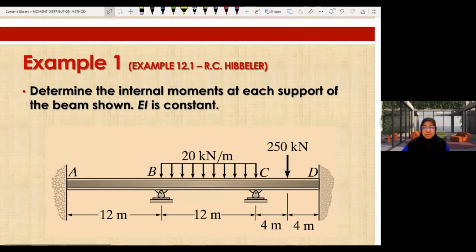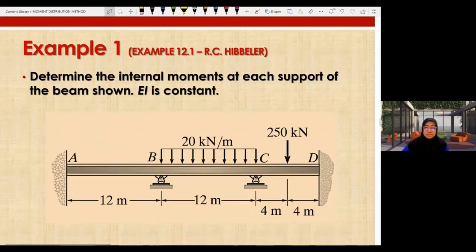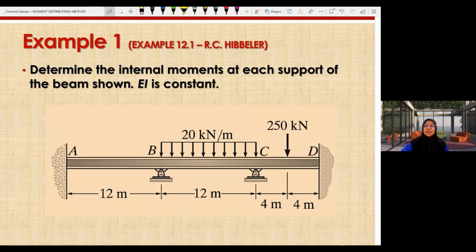Okay, so this is one example, taken from the textbook. The question is to calculate the bending moment, member end moment. It is the same thing. So we have to calculate the internal moment, so it is member end moment.